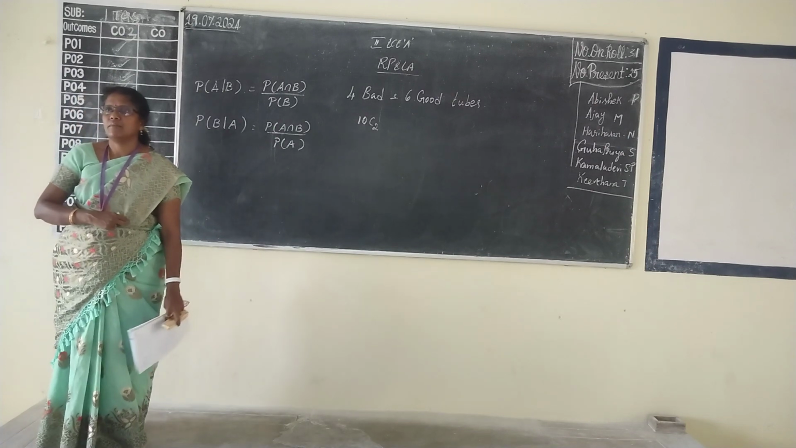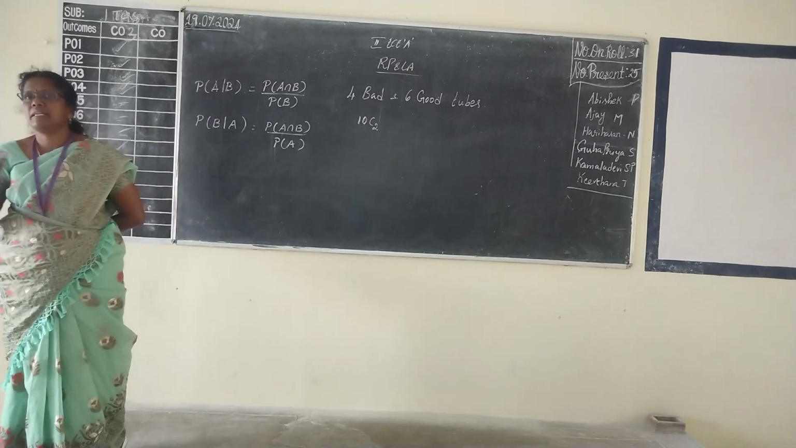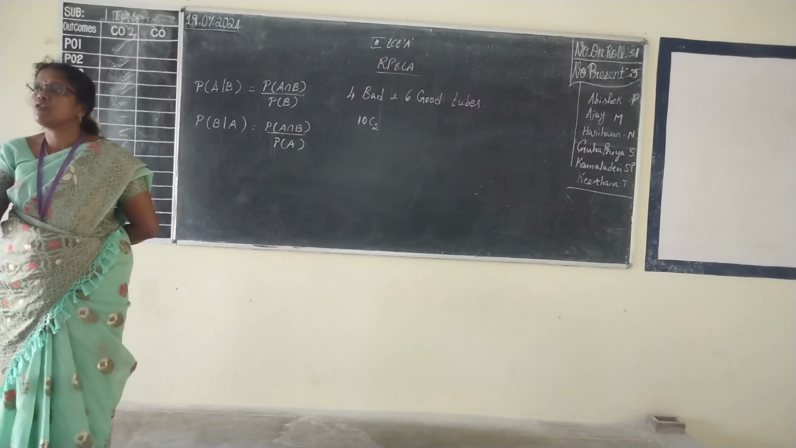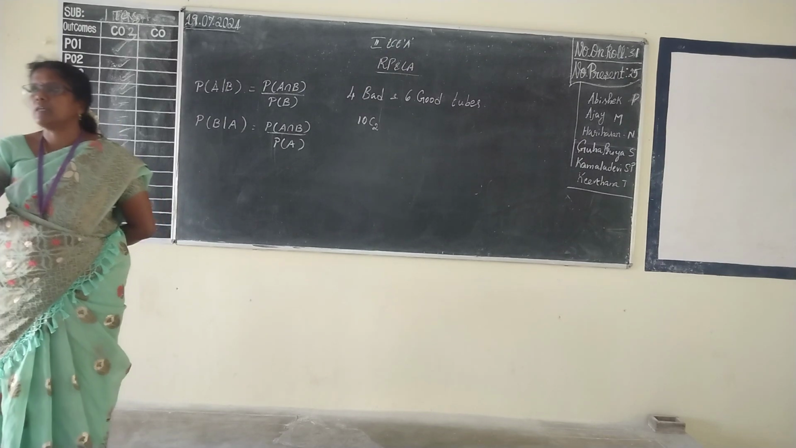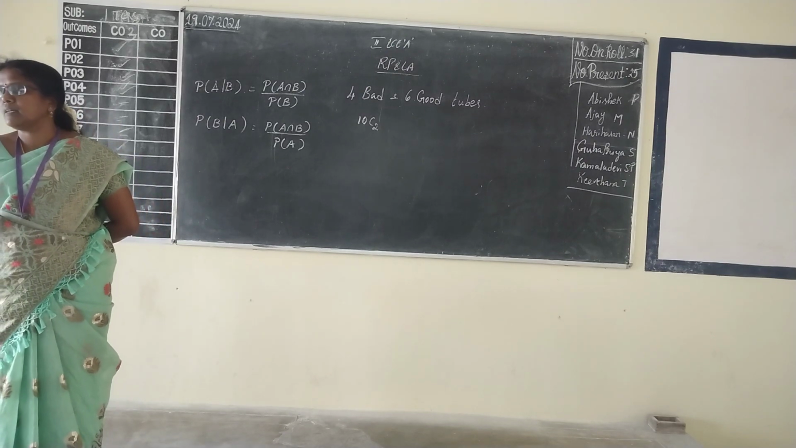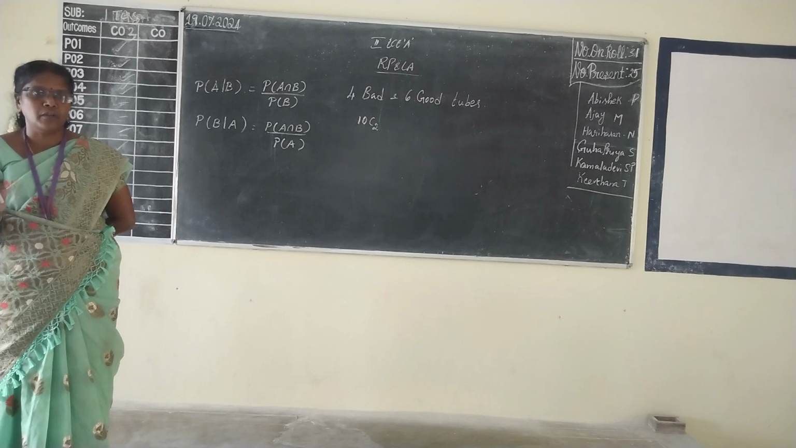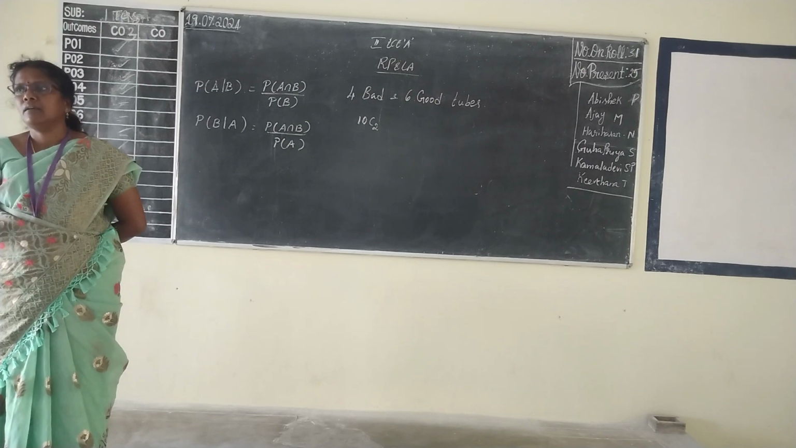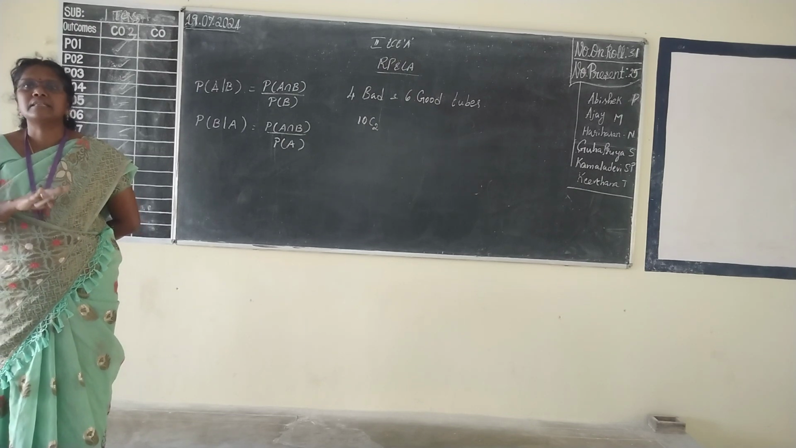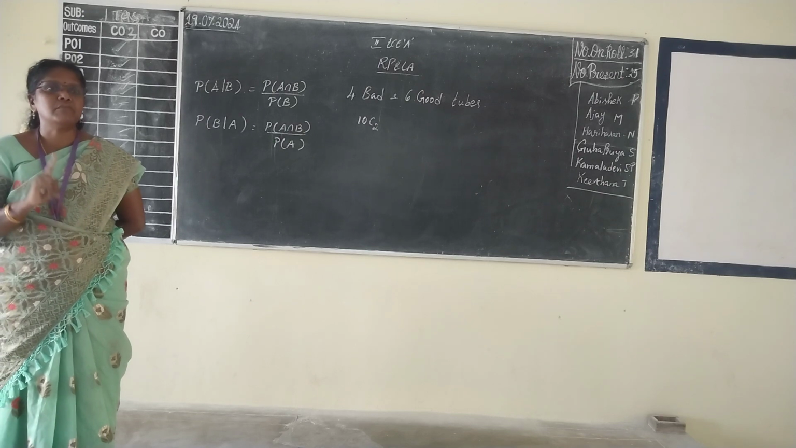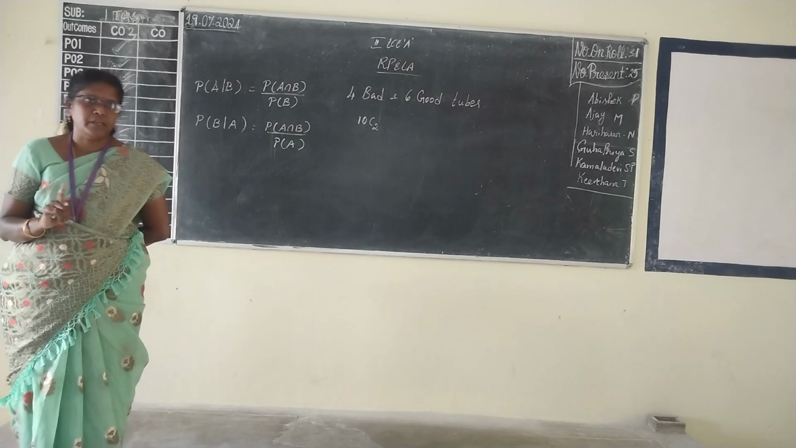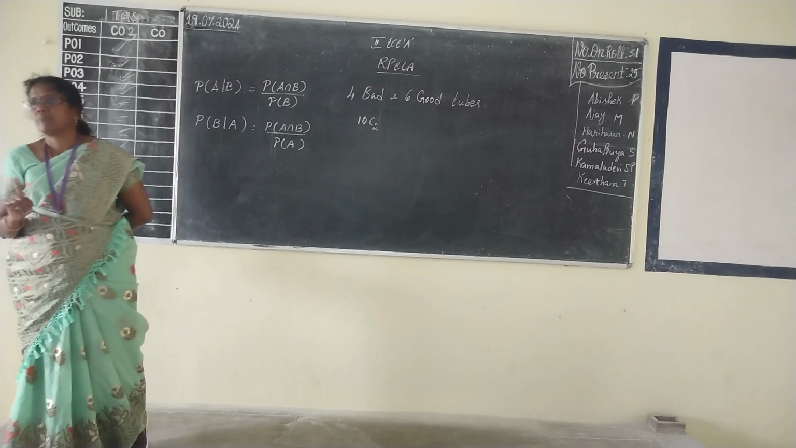Why conditional? Because it depends on the first one. What is the question asked? They took a tube and identified that it is good. They have identified that it is good. Based on that, we have to check whether the second one is also good. So it comes under conditional probability. Can you understand now? Yes?